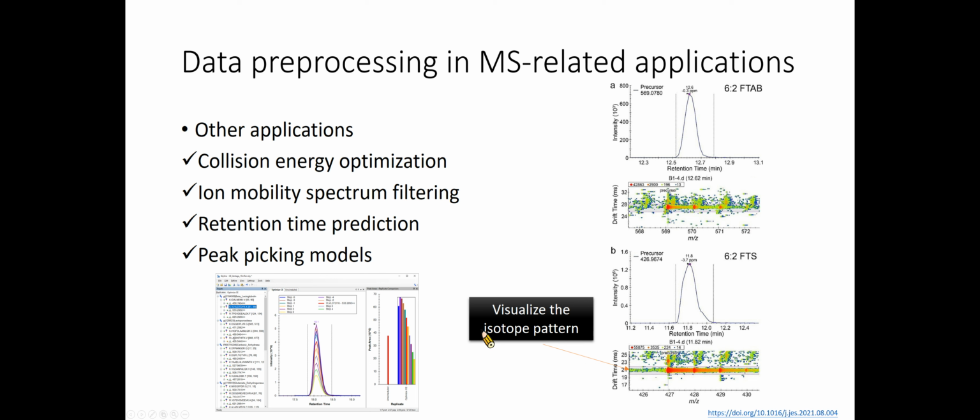And other applications such as collision energy optimization, ion mobility spectrum filtering, retention time prediction, and peak selection, etc. On the right is an example of using Skyline to perform ion mobility spectrum filtering.